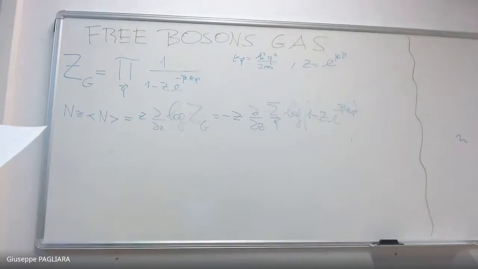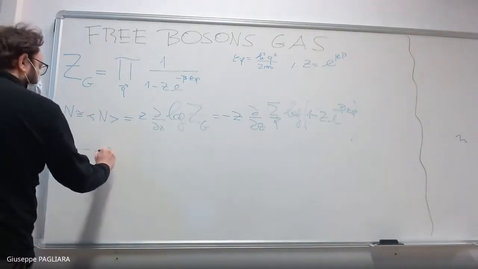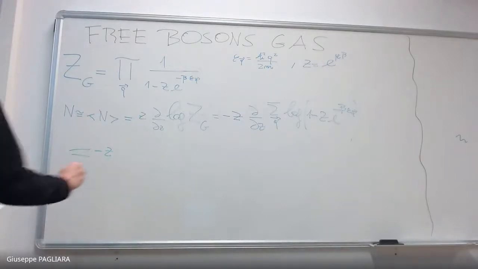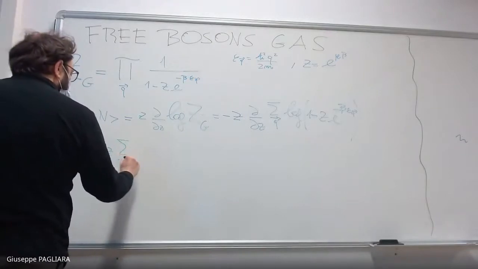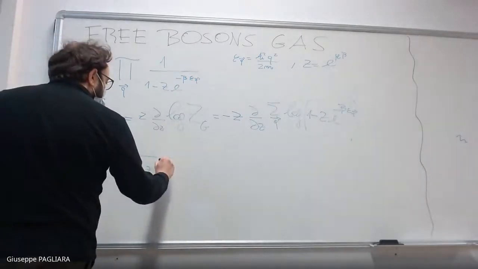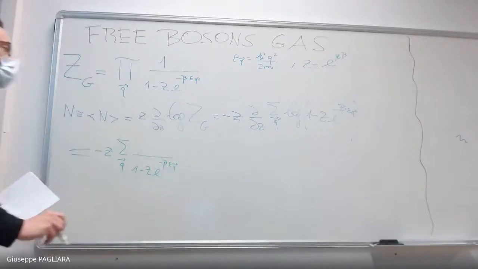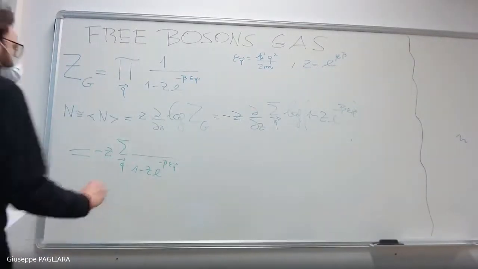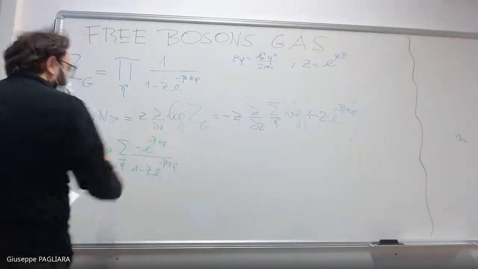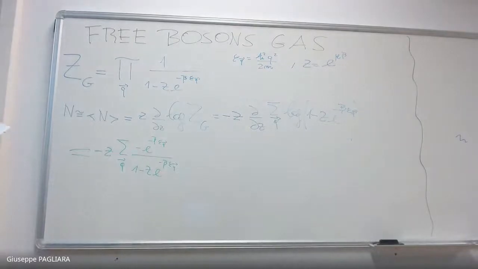Okay, so I have the derivative of the sum of the log. Okay, so I can continue with this calculation. So I get minus z. Then I have the sum over q. Here you have 1 minus z exponential of minus beta epsilon q. And I'm deriving this with respect to z, so I should have minus exponential of minus beta epsilon q. Okay? Meno z, quello là, va bene.